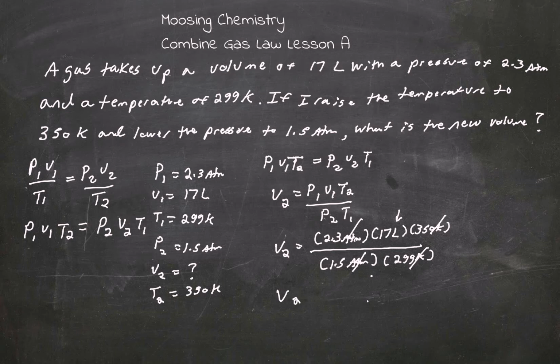So my new answer is going to give me, well, hang on, we're going to get this number here. 13,685 divided by 448. That's after I multiply everything together. So I'm going to divide the top by the bottom. And my new volume is going to be 30.51 liters.